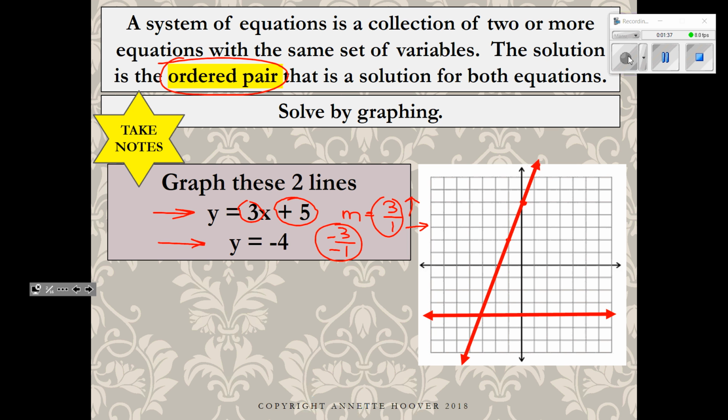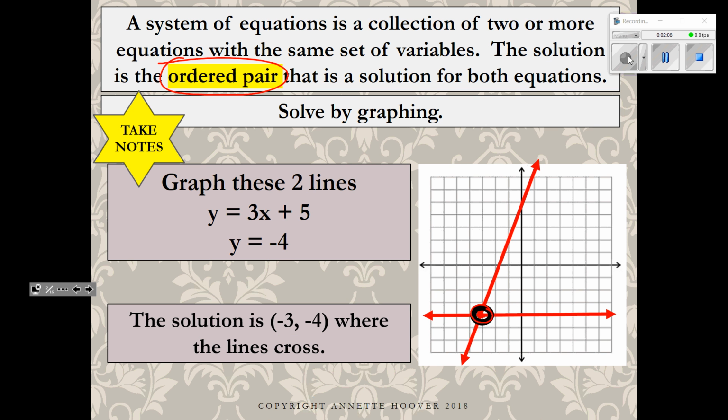There's that line. The other one was y equals negative 4. So I go to negative 4 on the y-axis, and it's just going to be a horizontal line across on negative 4. Now, once you graph these two lines, you will notice that they cross somewhere. The solution is going to be the ordered pair that satisfies both equations. That means right here where they cross, this ordered pair is the solution. So you have to figure out where that is and write the ordered pair down. It crosses at negative 3, negative 4. So the solution is negative 3, negative 4.